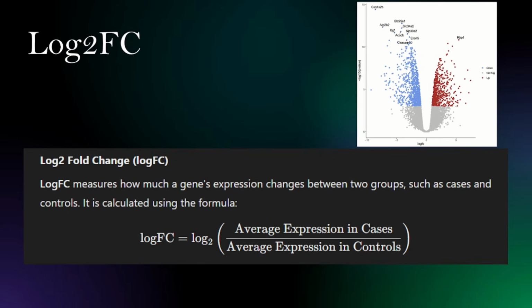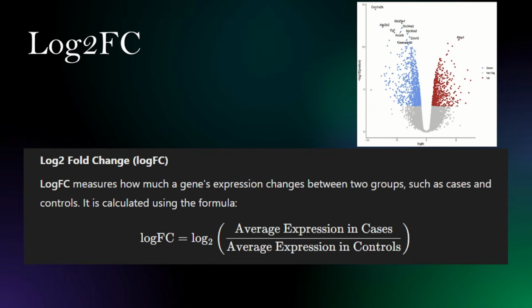Let us discuss a bit of theory behind the log FC, why it is very important in gene expression analysis. The log FC value measures how much gene expression changes between two groups, such as cases and controls. It is calculated using the formula: log FC is equal to log base 2 of the average expression of cases, meaning the affected group, divided by the average expression of the controls. If the log FC is plus 1, it means the gene is expressed 2 times higher in the cases compared to the control.